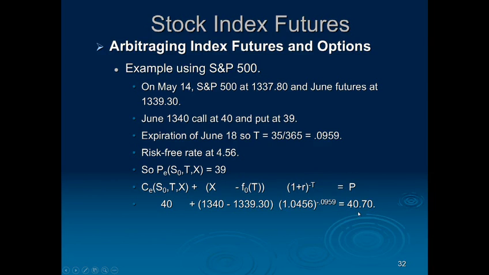$40.70. So, the market is telling us the price of the put is $39, but in theory, it should be priced at $40.70. So is the put currently under or overpriced? Underpriced. What do we do? Good. We buy the put.